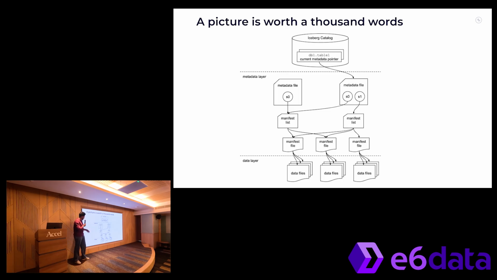Each of these data files, if you go to the next level, there is a manifest file. A manifest file has a list of data files it points to, and for each data file it stores the column stats as well, like min, max, the row count, null count, and stuff like that. So that's the manifest file.